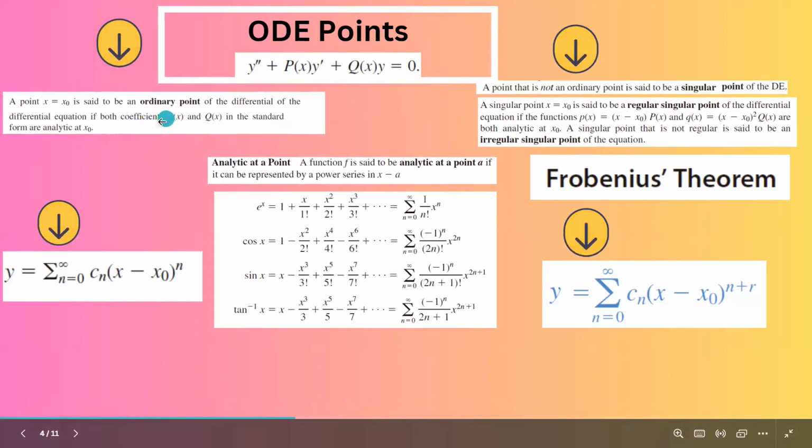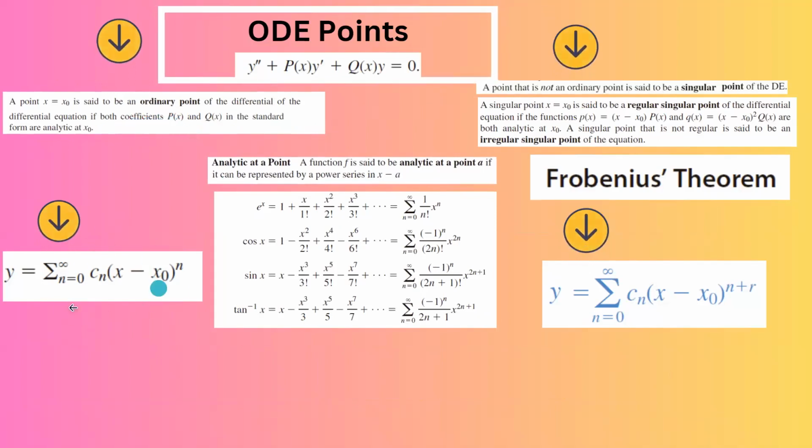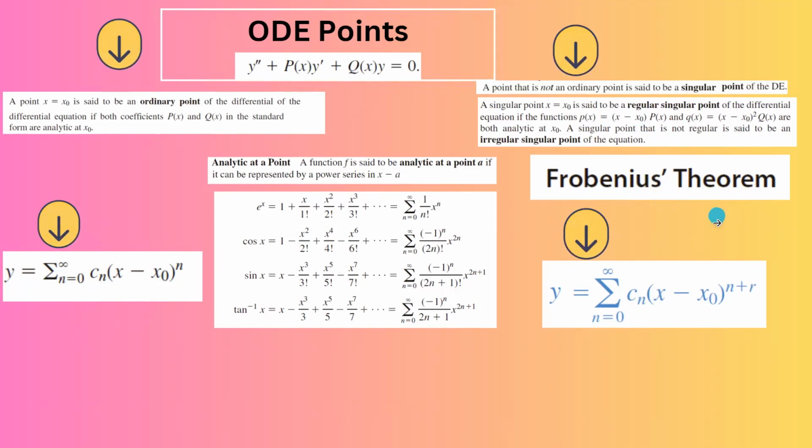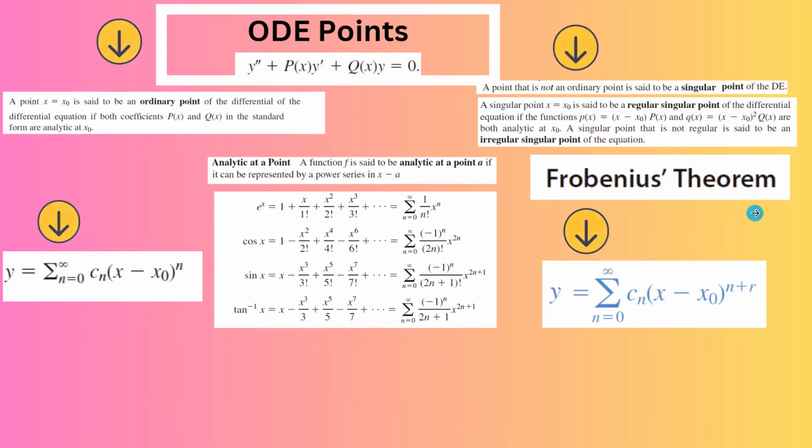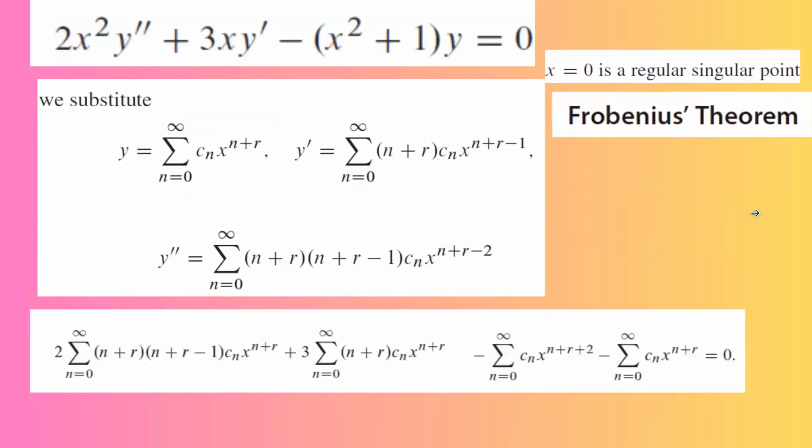Recall that if you have an ordinary point, the power series format is like this. And if you have a regular singular point, then you're going to apply the Frobenius Theorem. It means that you have the power series of this format. Very good. So since you have a regular singular point, you're going to apply the Frobenius Theorem. You're going to start by taking y equals the summation of c sub n x to the power n plus r, take the derivative, second derivative, and substitute in the original differential equation.